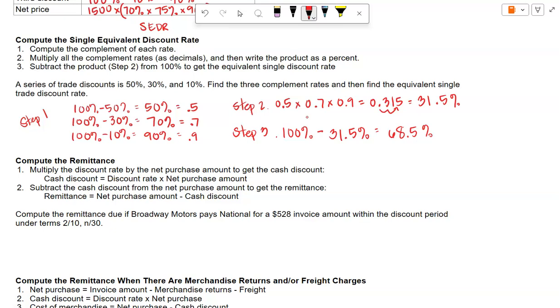And all this is telling me is that if I had a list price of, say, $1,000, to calculate the series discounts, I would simply multiply 1,000 times 68.5%. And the price after the series discounts would simply be $685. So we just use this single equivalent discount rate to help us calculate our net price.